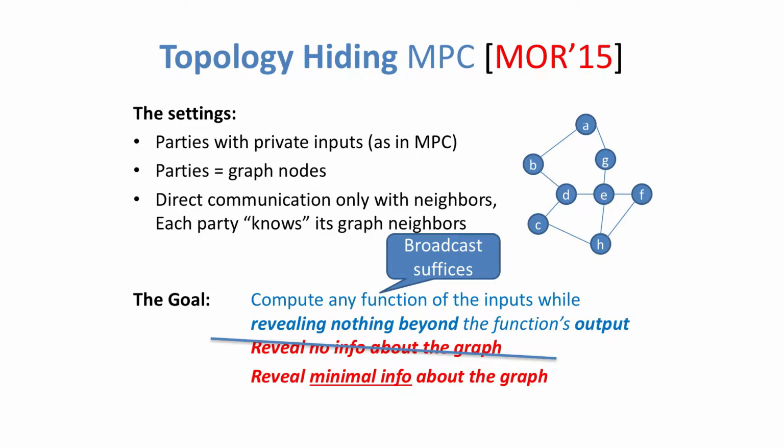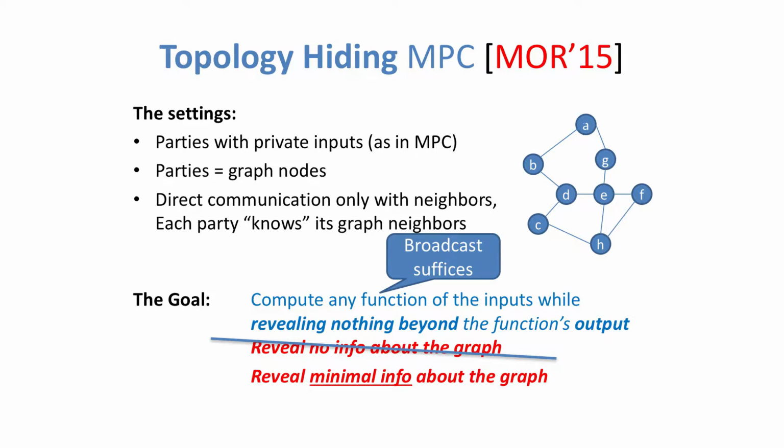So to elaborate on the setting, we still have multiple parties, and each has a private input, just as in MPC. But we identify these parties with nodes on the communication graph, and there's direct communication between neighbors on the graph, and we assume that each node knows its neighbors, like you do in your social network. If you are on Facebook, you know who your immediate friends are. And our goal is to compute functions on these inputs and graph while revealing nothing beyond the output. Where nothing in particular means that we want no information about the graph to be revealed.